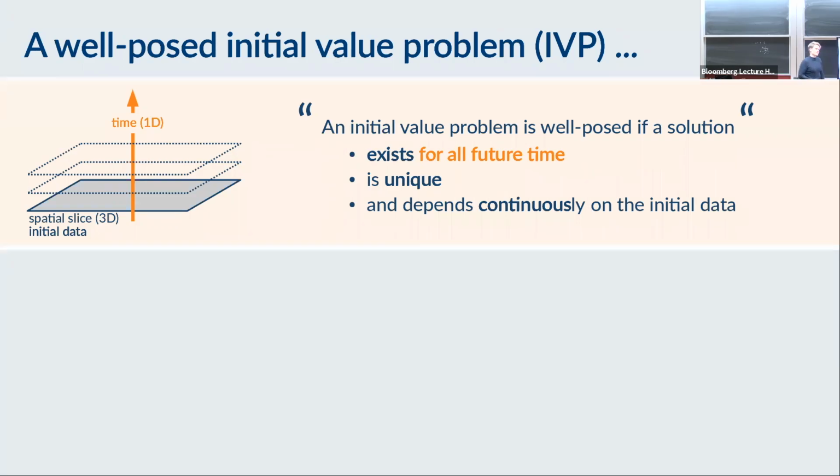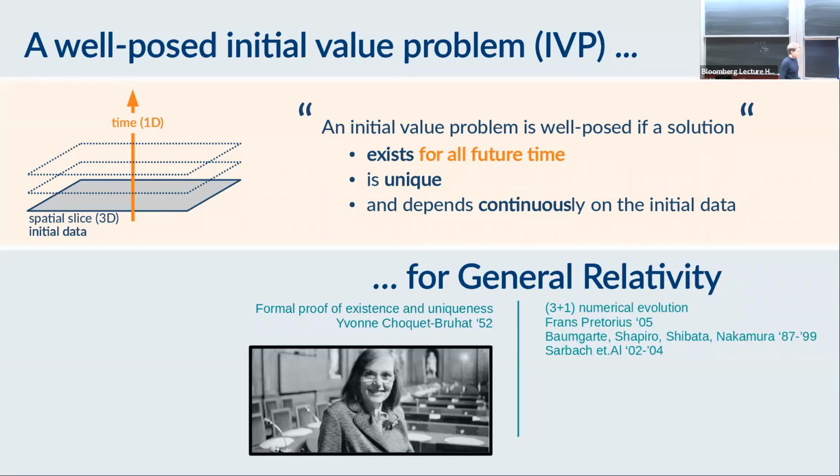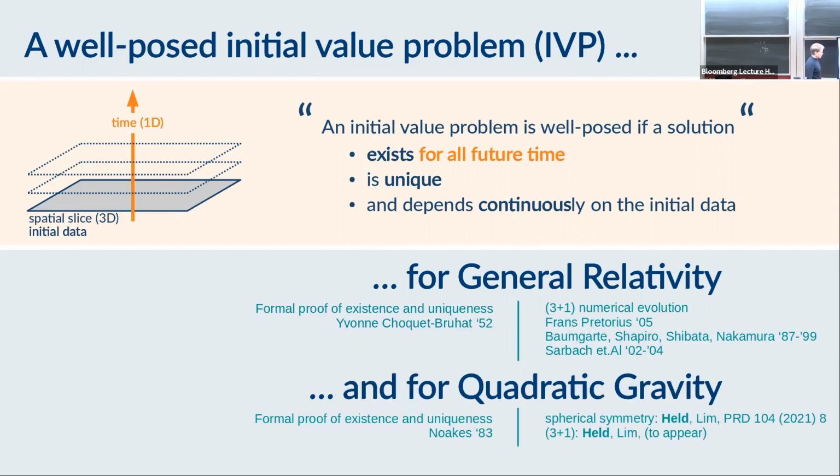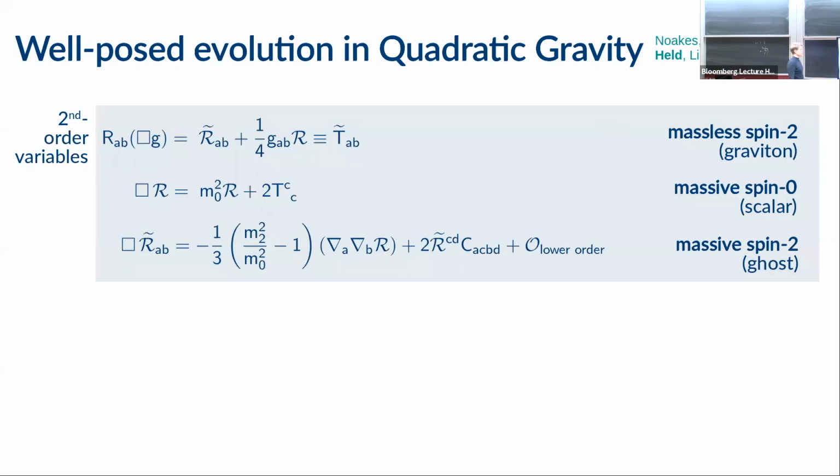So then you can't really perform simulation. In GR, of course, that's known, that we can have that. And even in quadratic gravity, it's also known there exists a formal proof of local well-posed existence by David Noakes from '83. This is what got us excited in this theory. And now with Hyun Lim, our collaborator, I'm trying to do simulations of both. We've done that in spherical symmetry, and we're currently doing that in full 3+1.